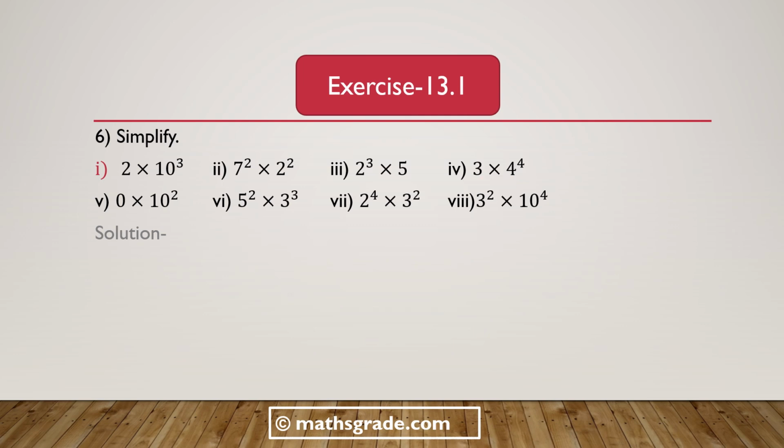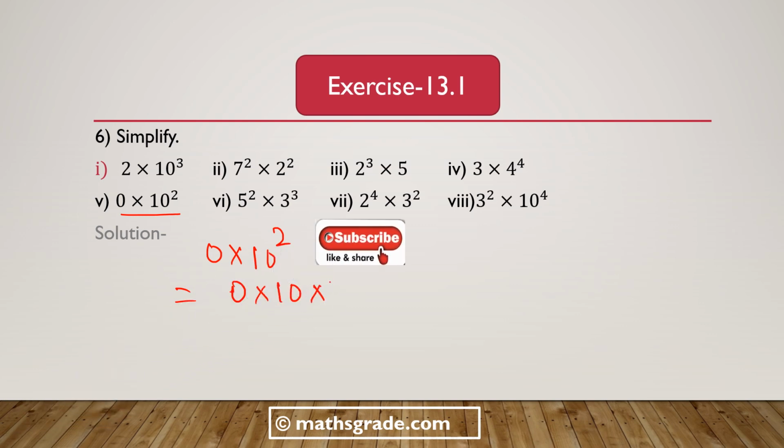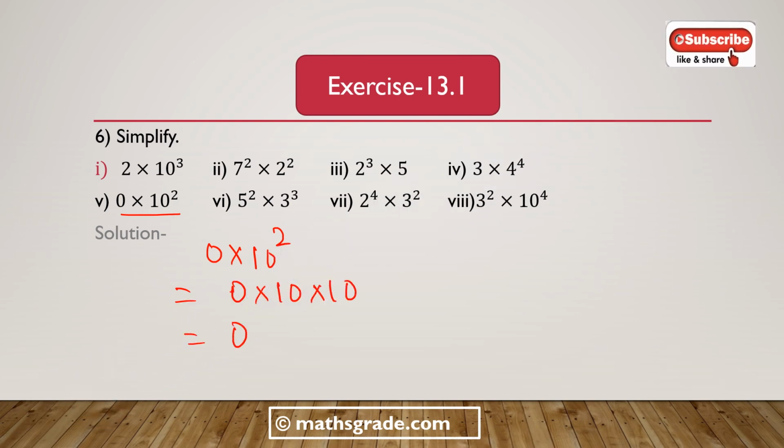Now we solve question number 5th bit 0 multiplied with 10 square. We know any number multiplied with 0 is 0, and 10 square is 10 multiplied 2 times. 10 multiplied by 10 is 100 and 100 multiplied with 0 is 0. Any number multiplied with 0 is 0. So value of this exponential number 0 multiplied with 10 square is 0.